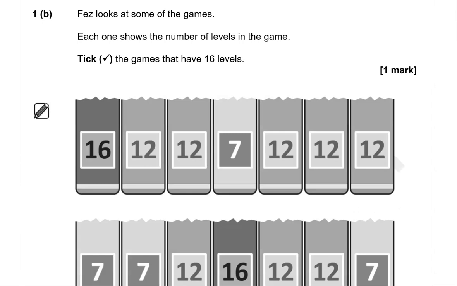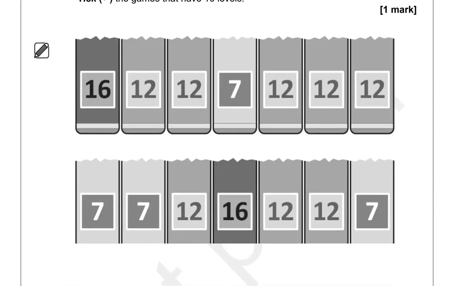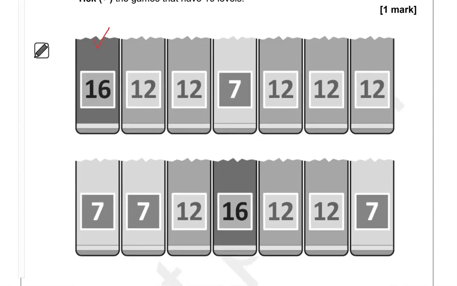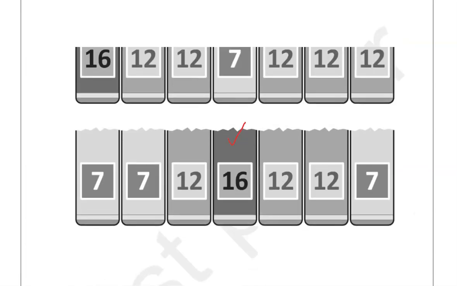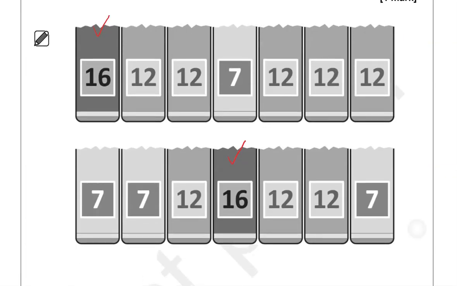Fez looks at some of the games. Each one shows the number of levels in the game. Take the games that have 16 levels. So the first one has 16. Then we've got 12, 12, 7, 12, 12, 12, 7, 7, 12, 16, 12, 12, 7. So just 2 of them, 16. And we've ticked them both.